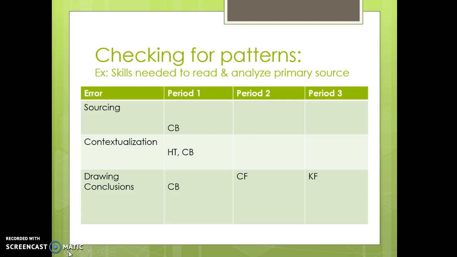So here I just tried to give you an example. For the skills that my students would need to read and analyze a primary source, you see them here in the left column. Sometimes they might make an error with determining who wrote the source and what the audience was and when it was. They might make an error when it comes to determining what was the historical context within which the source or product was created, and they may make errors when it comes to drawing conclusions from what they've read. So I've got my three major ways that people have a hard time analyzing primary sources.